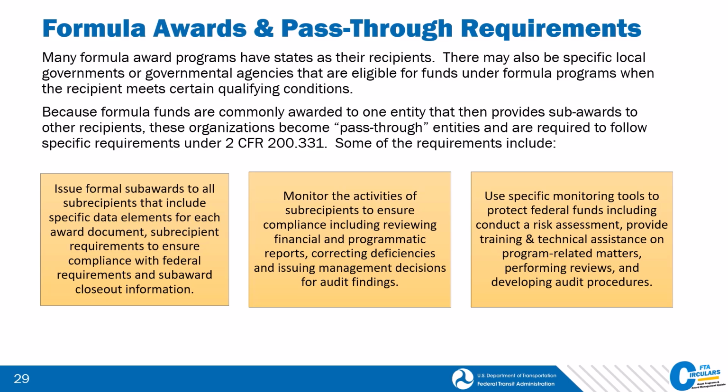1. There are some specific data elements required on all subawards to ensure compliance with federal requirements and subaward closeout information. Please see 200.331 for more information. 2. Primary recipients are required to monitor the activities of subrecipients to ensure compliance. This includes reviewing financial and programmatic reports, correcting deficiencies, and issuing management decisions for audit findings. And 3, primary recipients must conduct a risk assessment, provide training and technical assistance on program-related matters, perform reviews, and develop audit procedures.